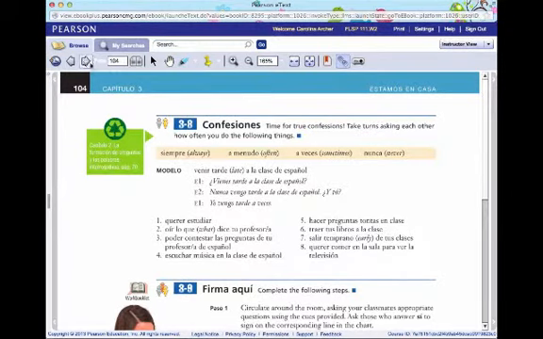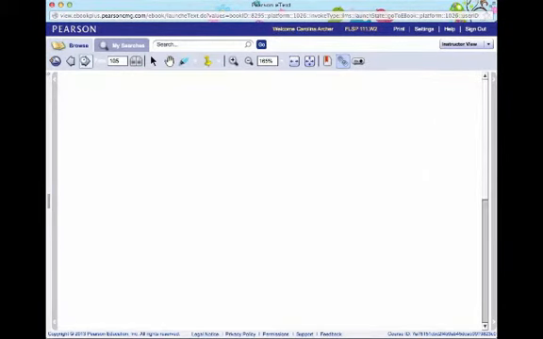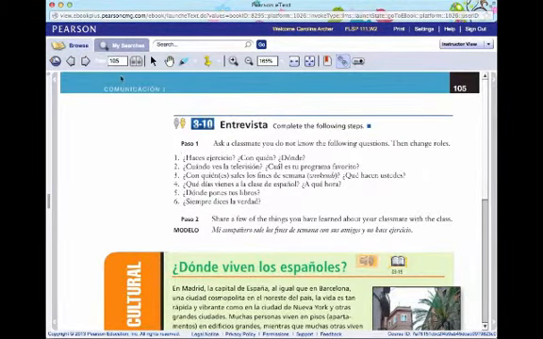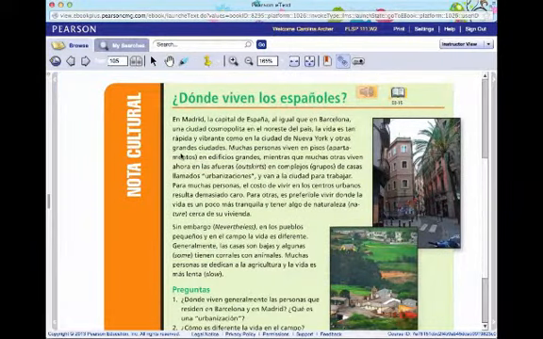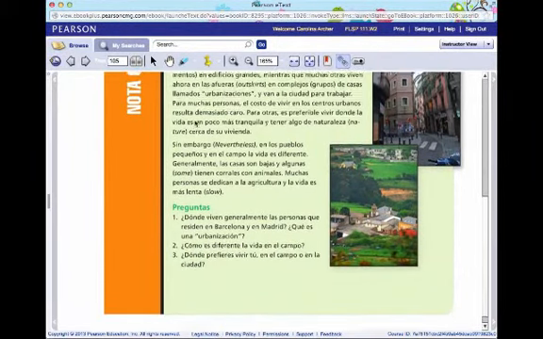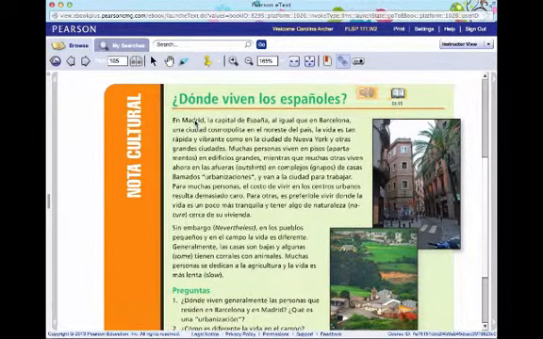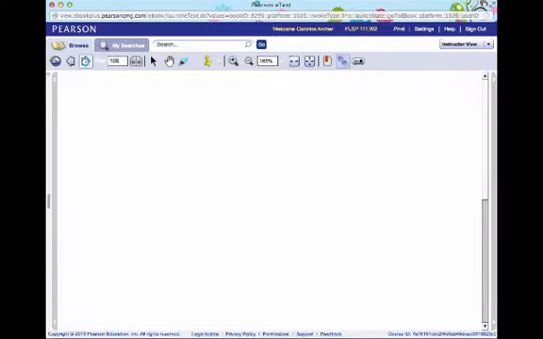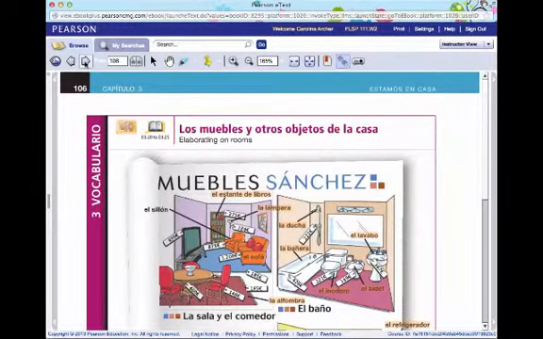And you are also going to complete this activity, the nota cultural, about ¿dónde viven los españoles? Some interesting facts about architecture and the different types of houses that you can find in Spain. Okay, la página 106, we have more vocabulary. We have the second section of vocabulary.